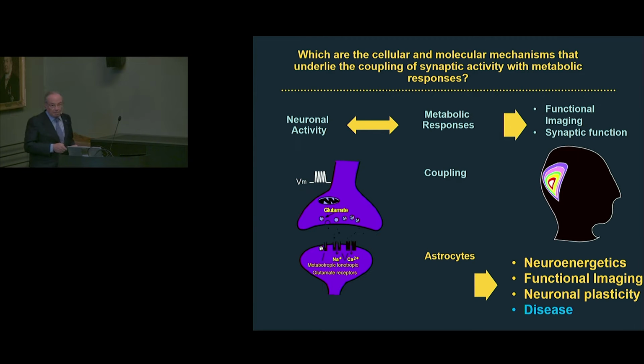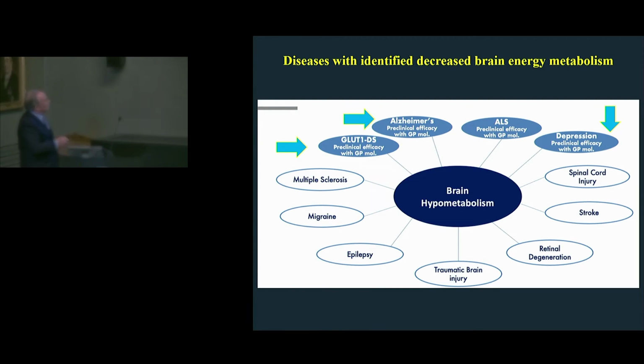So let me get to the final part of my talk about diseases, how this neuron-glia metabolic coupling is involved in diseases and potentially opens up therapeutic interventions. And in fact, I will show you some examples whereby glucose uptake and lactate production have an impact potentially on mood disorders, specific rare genetic disorders, GLUT1 deficiency syndrome, and also potentially on neurodegeneration and Alzheimer's.